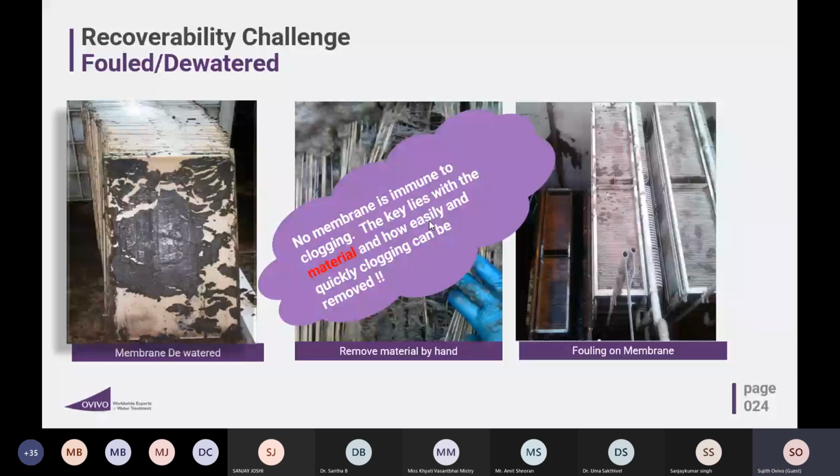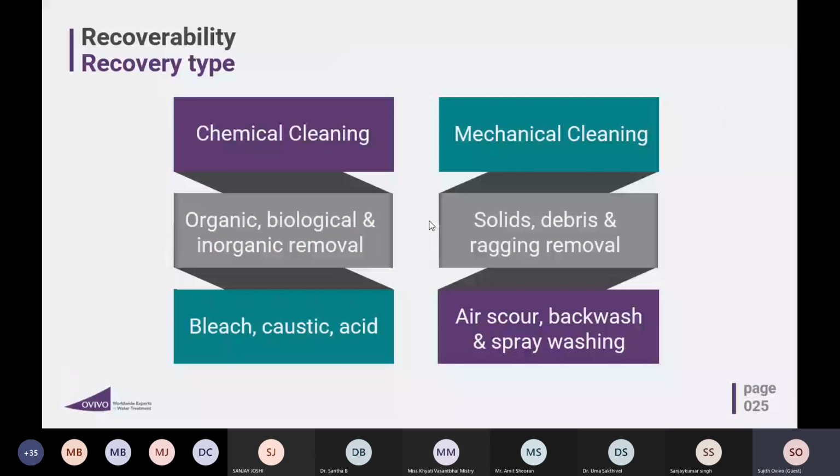This is a recoverability type, where you usually use chemical cleaning and mechanical cleaning. Chemical cleaning is used for organic, biological, and inorganic removal. Basically, you use bleach, caustic, or acid. This is done through the chemical cleaning. Mechanical cleaning is for solids, debris, and ragging removal. This can be done either through air wash, backwash, or spray wash, and the manual cleaning also, what you saw in the pictures. So this is how you do it.